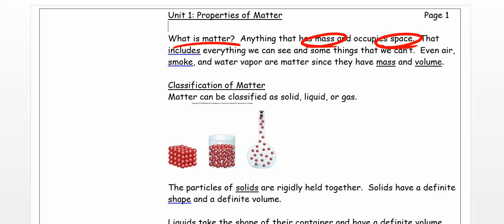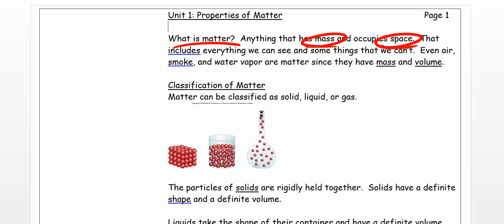And the volume, well, that's evident. If I fill a basketball with air, the basketball has some volume, so it has volume as well. So even air, smoke, and water vapor are matter since they have mass and volume, right? Since they have mass and volume.